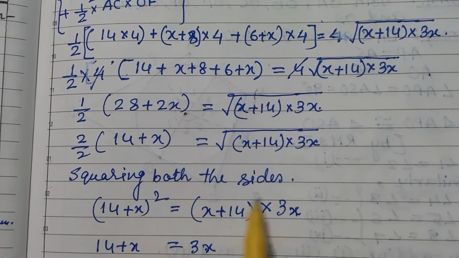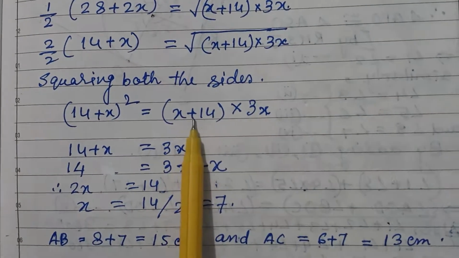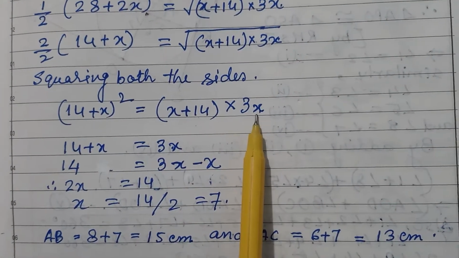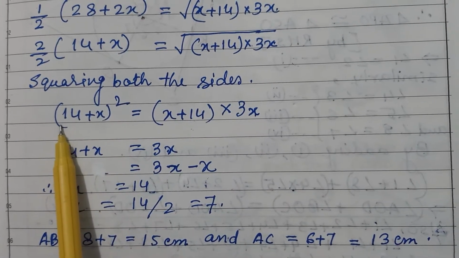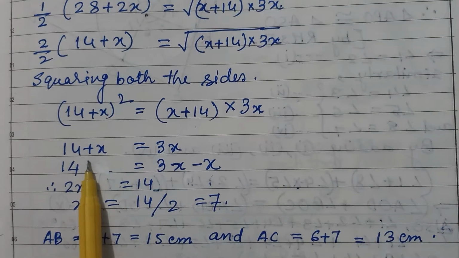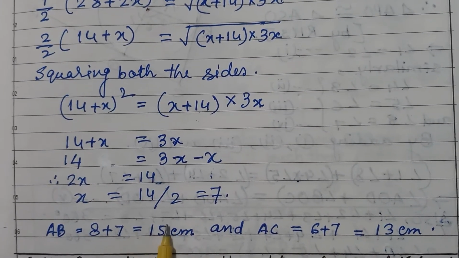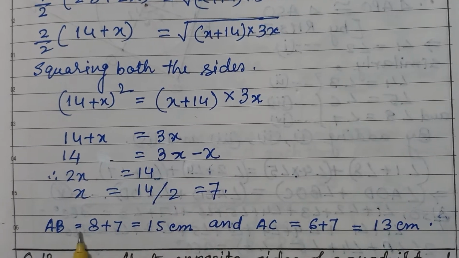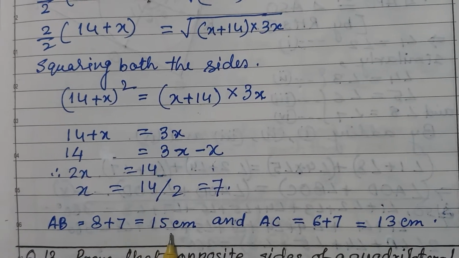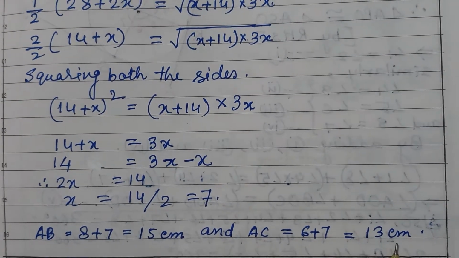Now by squaring both sides, 14 plus x whole square is equal to 14 plus x into 14 plus 3x. Now here 14 plus x and 14 plus x will cancel. It is 14 plus x equal 3x, x is equal to 7. Now x we have got 7. So AB is equal to 8 plus 7 is equal to 15 centimeter and AC is equal to 6 plus 7, it is 13 centimeter.